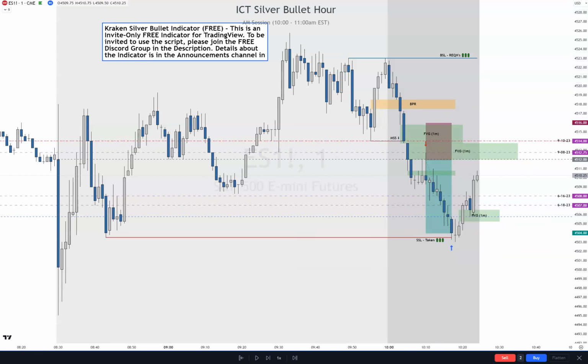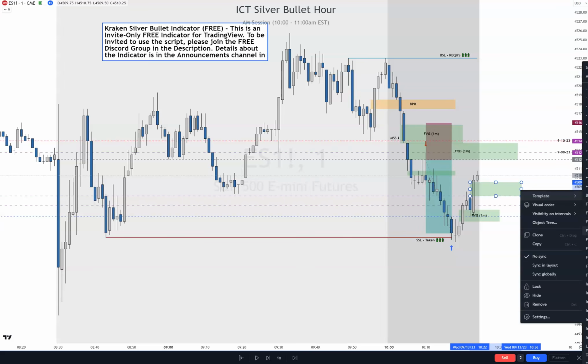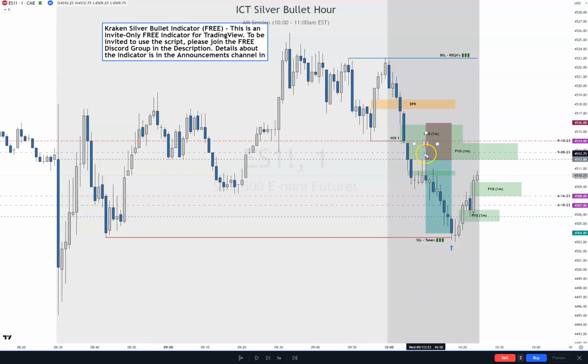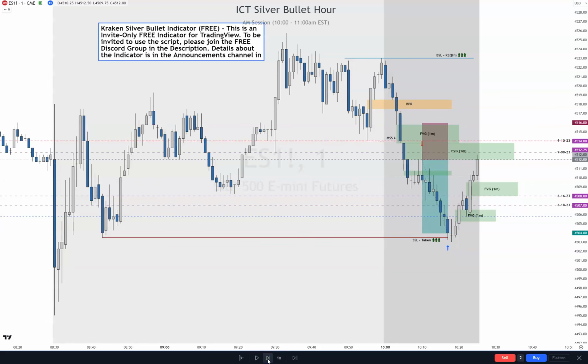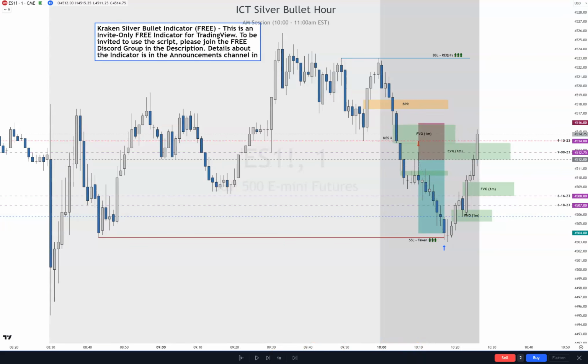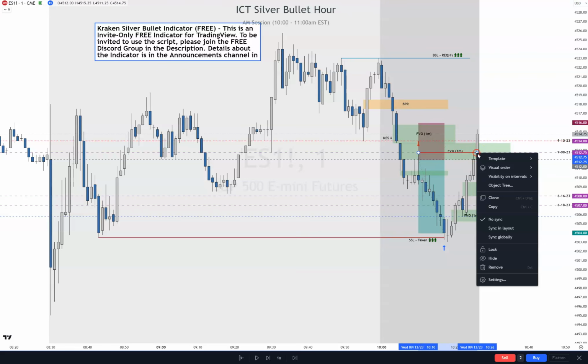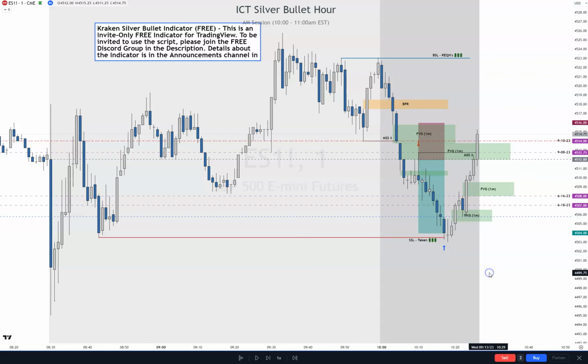We have another fair value gap right here. See how this one gets traded in. I need this high right here to get broken for a market structure shift. That's what I'm looking for. Okay, so this right here is now my market structure shift to go long. So now I can look at this fair value gap here as well.